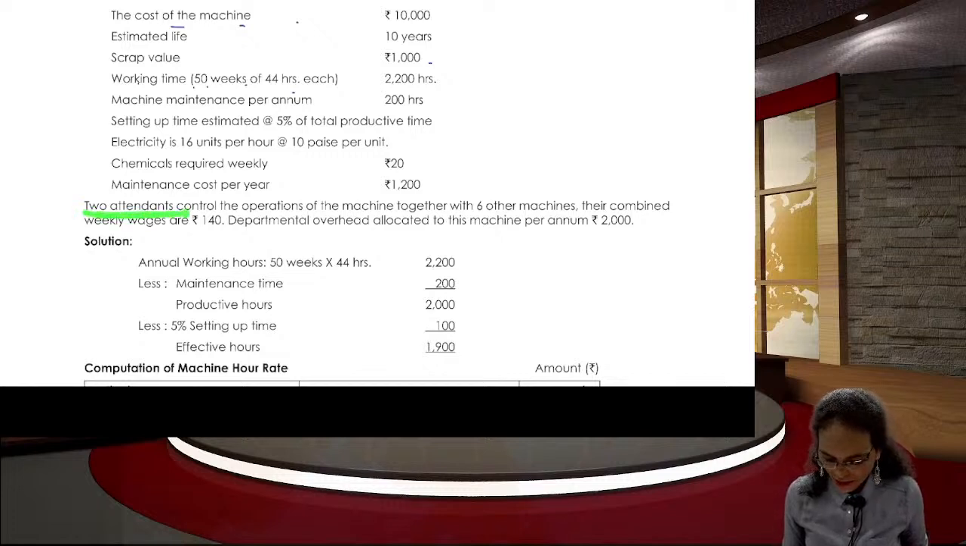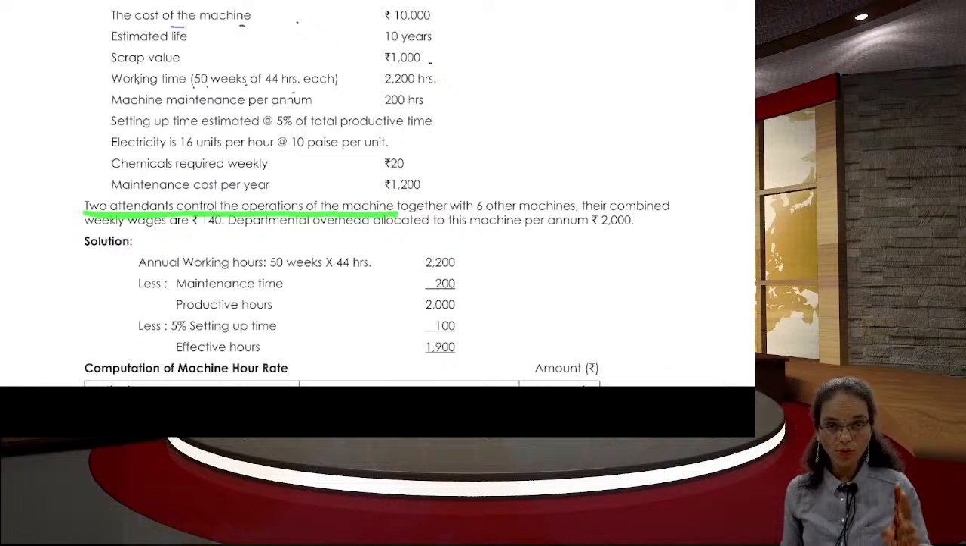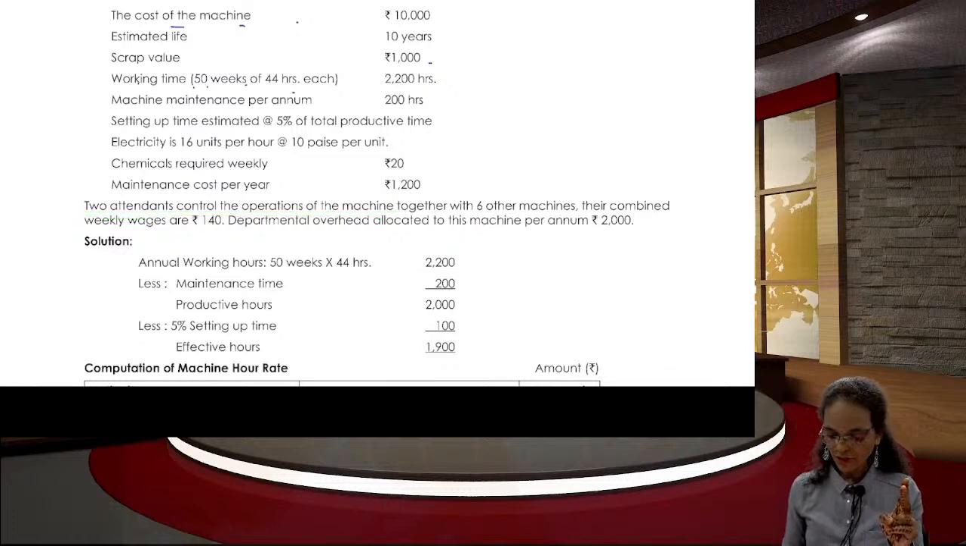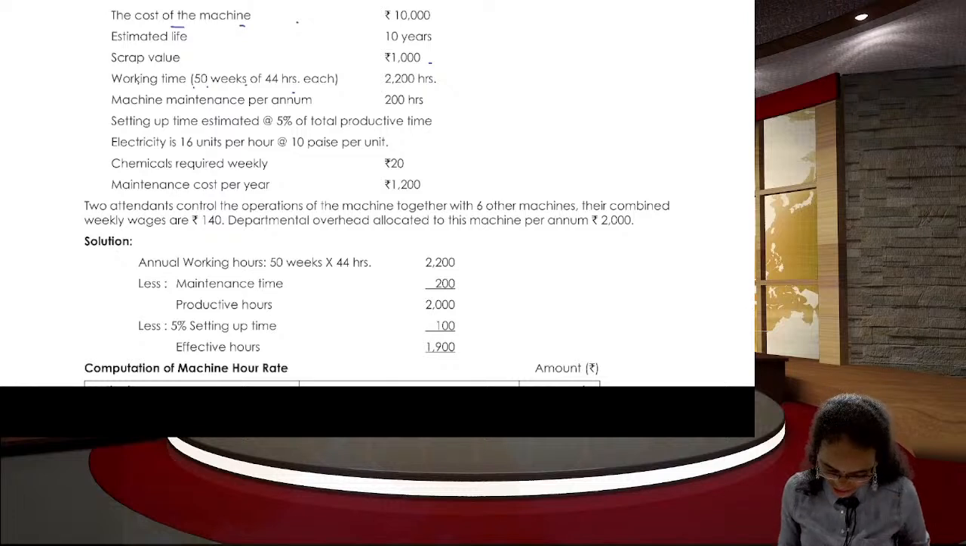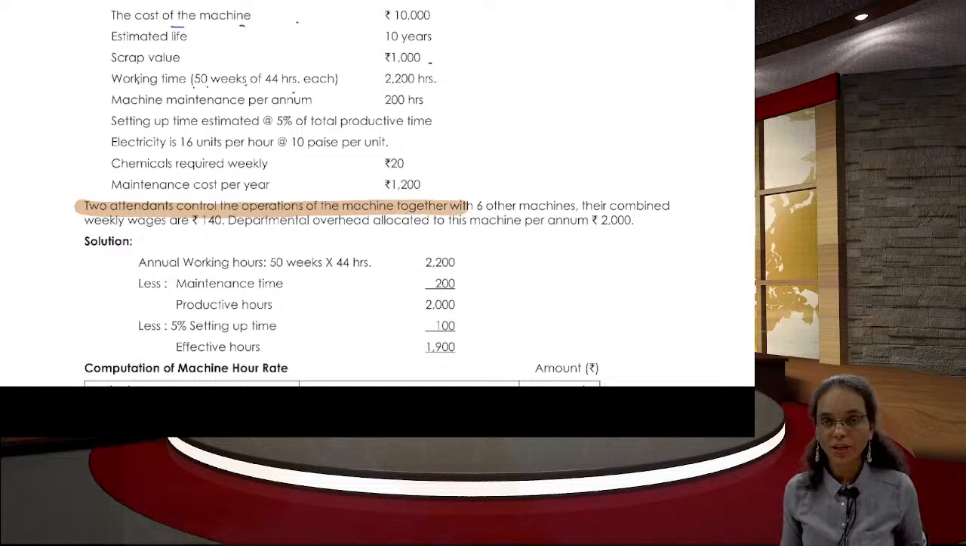Two attendants control the operations of the machine, together with 6 other machines. See, again in the examination you go wrong here. Once again I'll read it: two attendants control the operations of the machine together with 6 other machines.